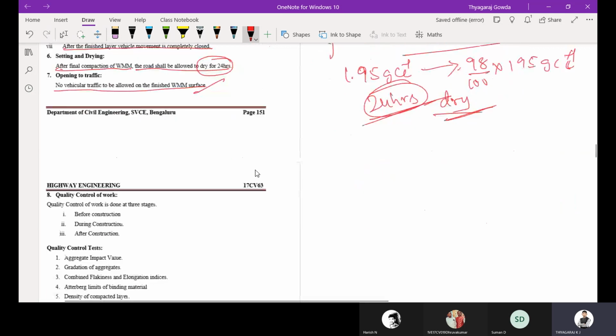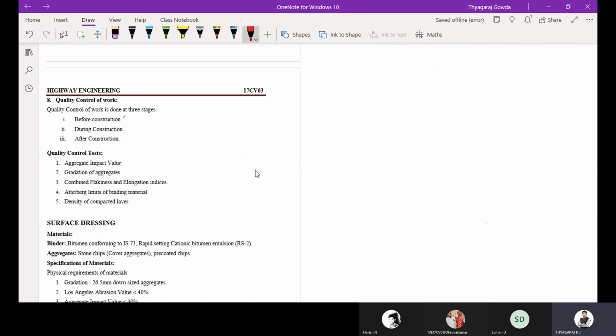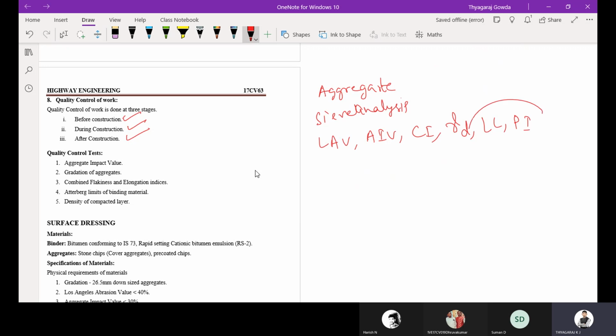So the next is quality control works. As we all know, before construction, during construction and after construction, what are the quality control tests? There is the aggregate impact value test we are going to conduct. Then sieve analysis, that is the aggregate gradation. Then Los Angeles abrasion value, aggregate impact value, combined index we are going to calculate. Then density, gamma d, that is the density of the compacted layer. Then liquid limit and PI for the binding material; we are going to determine it for the binding material.